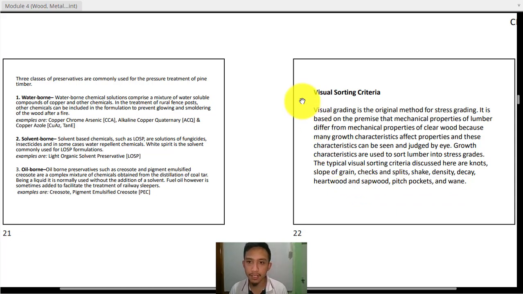So what do we mean by visual sorting criteria? This is just a method or a way of sorting your lumber with respect to strength. Of course, we cannot test, let's say, a member cut from a certain cross section, and then expect the result of that to be true for all of the cross section or all of the type of the tree. No, we cannot do that, since again there are a lot of factors affecting this, and again that is stated here: the defects and of course the natural characteristics of the wood that will affect the strength.